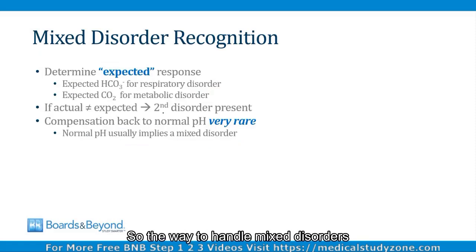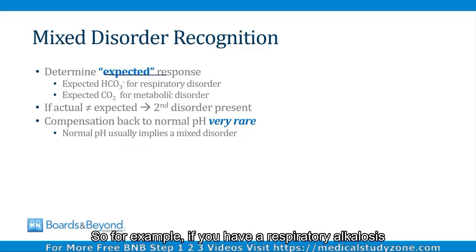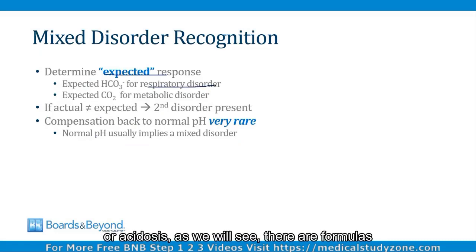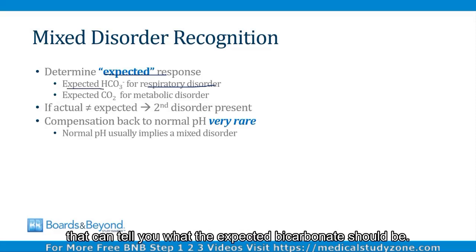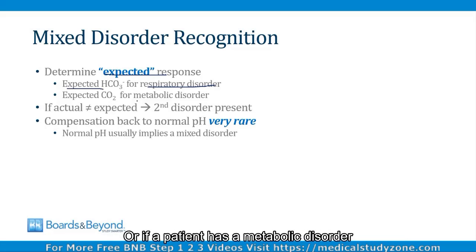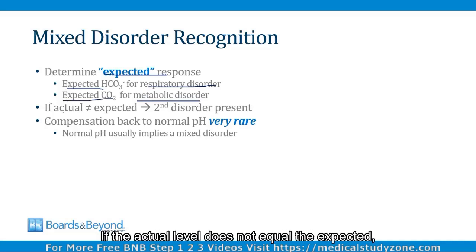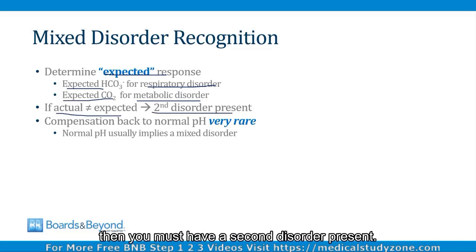So the way to handle mixed disorders is to determine the expected response. So for example, if you have a respiratory alkalosis or acidosis, as we will see, there are formulas that can tell you what the expected bicarbonate should be. Or if a patient has a metabolic disorder where the bicarb is high or low, there are formulas that can tell you the expected carbon dioxide. If the actual level does not equal the expected, then you must have a second disorder present.